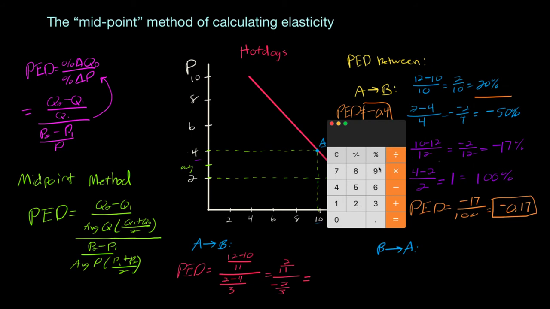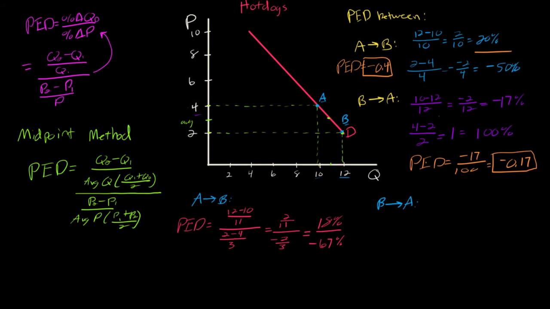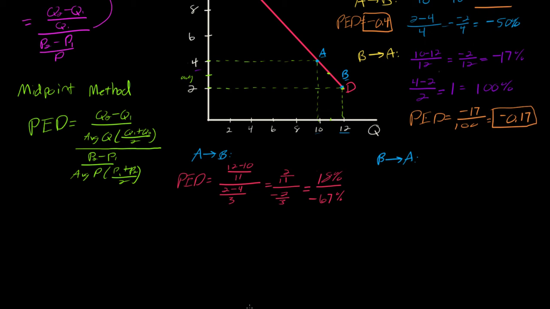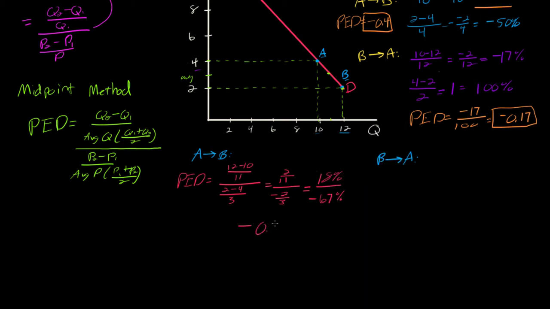So we can do 2 divided by 11. That means there's an 18% increase in the quantity. So you could say 18%, and divide that by our percent change in price, which is negative 2/3. We know what that is. That's negative 67% when we round to the nearest hundredth. Okay, so there's our PED. Let's go ahead and solve that. 18% over negative 67%. So we just divide 18 by 0.66666 actually. And that's going to give us a PED of negative 0.27. So our PED is negative 0.27.